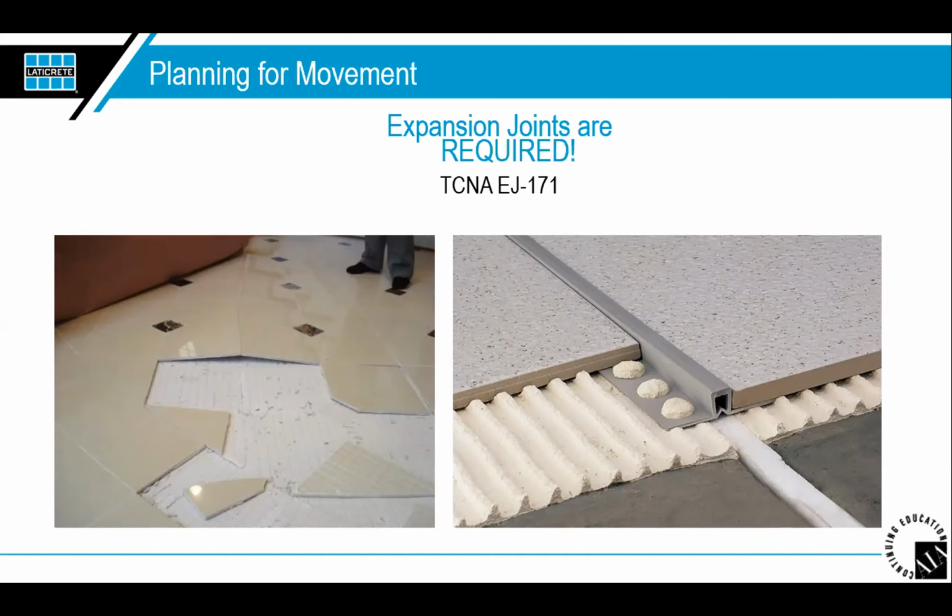But yeah, definitely check with the current version of the TCNA manual to check up on EJ 171 for the most current information, and movement joints, where they need to be implemented in the tile work, right? So if memory serves me correctly, I'd have to double check this, but I believe that the interior application is every 20 feet minimum in each direction. There has to be a soft joint. So we would use, for example, silicone on the tile side of things. It's probably the most commonly used product there.